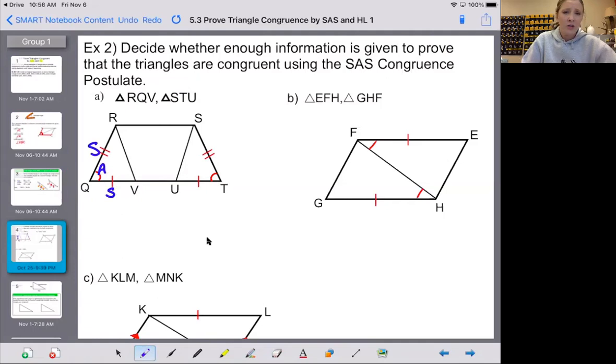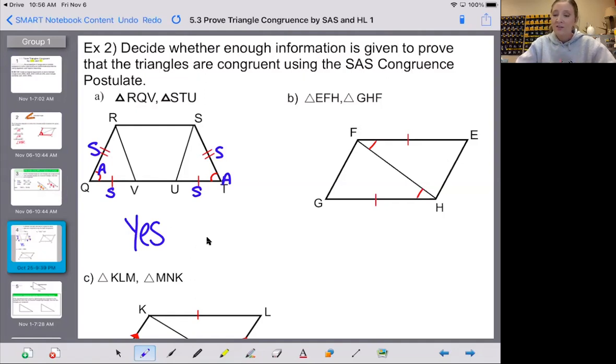So on the first triangle RQV, we see side angle side. We're good. The angle is directly in between the two sides. And then on the second one, side angle side as well. So I'm going to say yes, they are congruent. There is enough information.